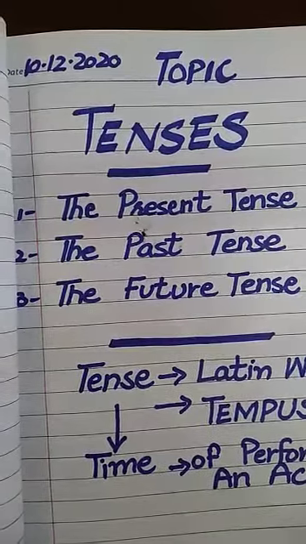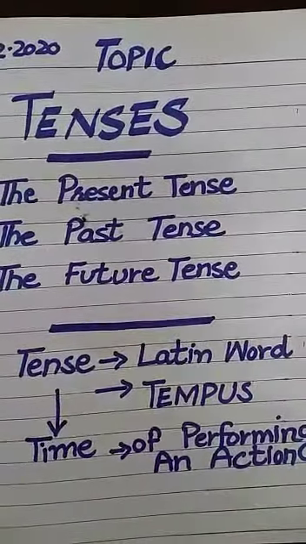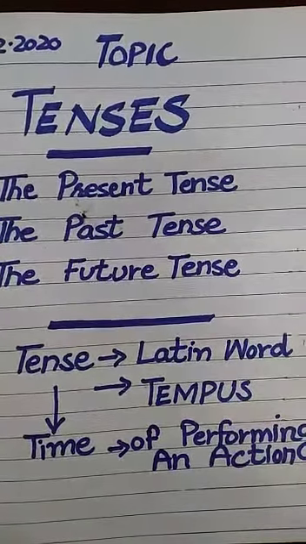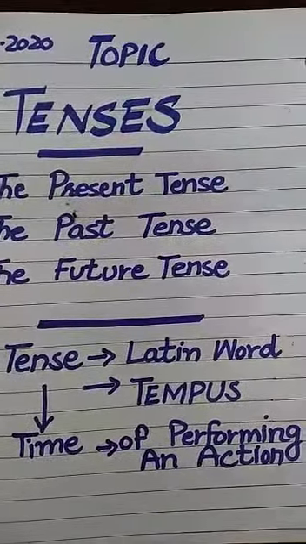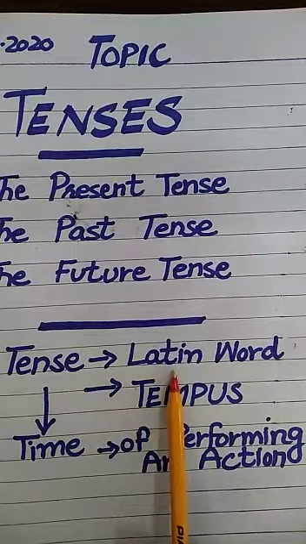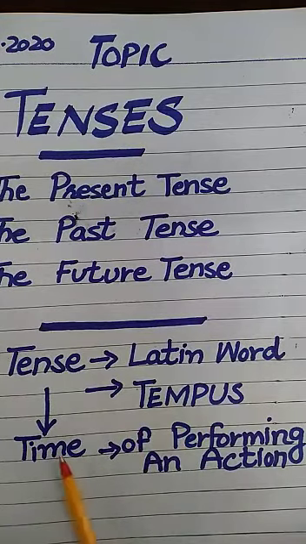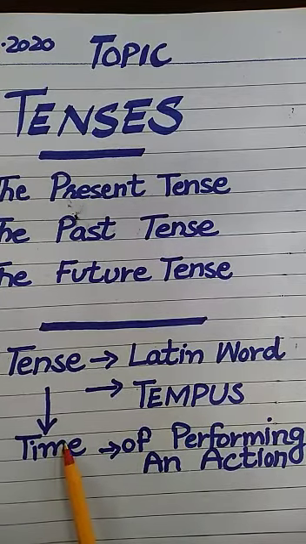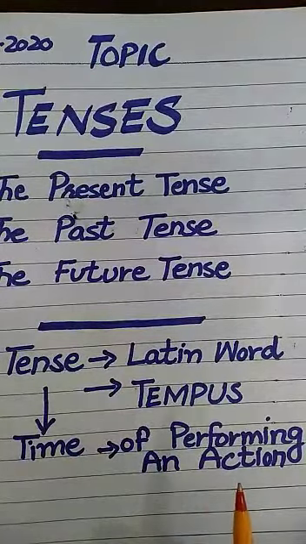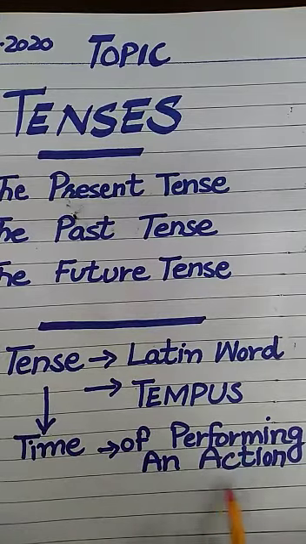Now, what is a tense? Tense is a Latin word. This word is derived from the Latin word tempus. Tense means time. Tense means time of performing an action, right?